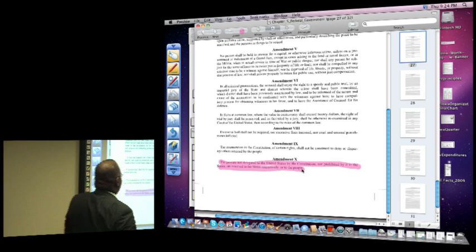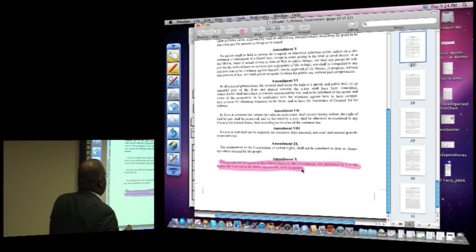The powers not delegated to the United States by the Constitution, nor prohibited by it to the states, are reserved to the states respectively or to the people. And this is the foundation for states' power. This is the constitutional provision that acknowledges that states, in fact, are sovereign entities.